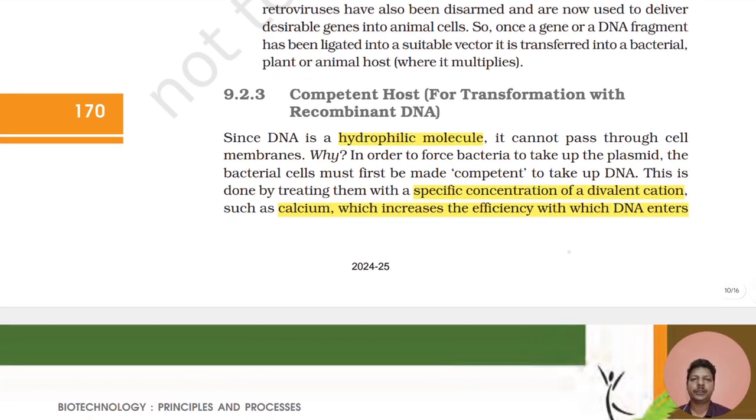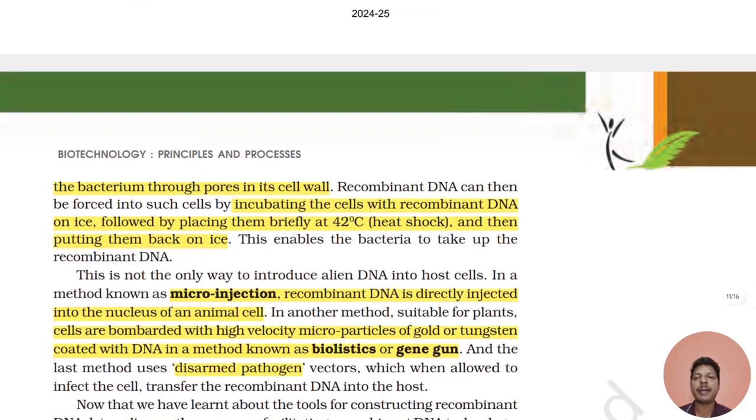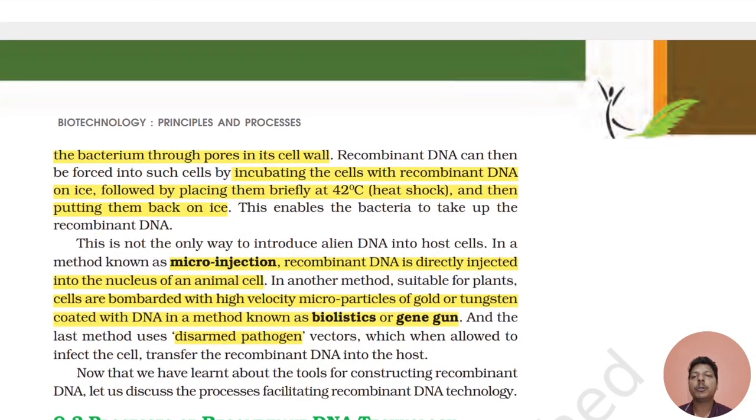Next, competent host. DNA is a hydrophilic molecule. So for that, we need a particular competent host cell for the transformation. A specific concentration of a divalent cation such as calcium increases the efficiency with which the DNA enters the bacterium through pores in its cell wall. Recombinant DNA can then be forced into such cells by incubating the cells with recombinant DNA on ice, followed by placing them briefly at 42 degrees, that is called heat shock, for 2 minutes only, then putting them back into the ice. This enables the bacteria to take up the recombinant DNA.